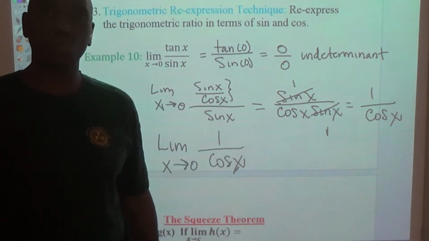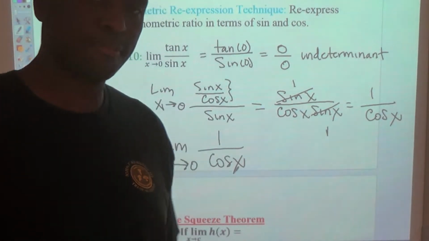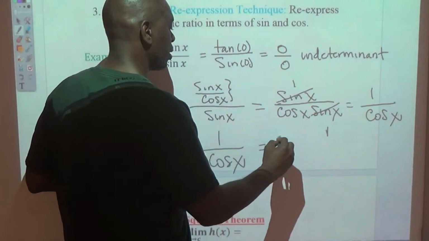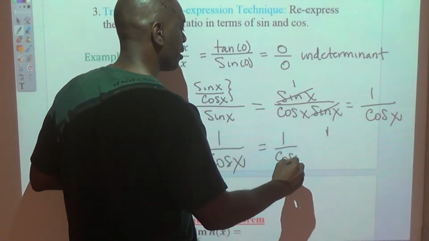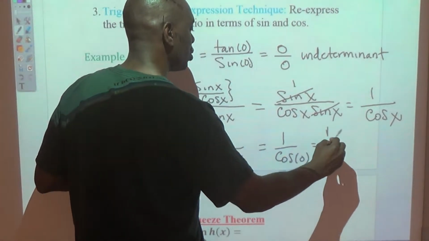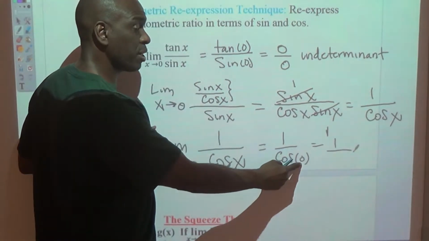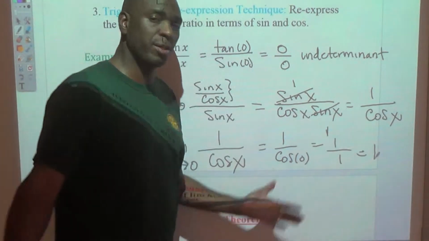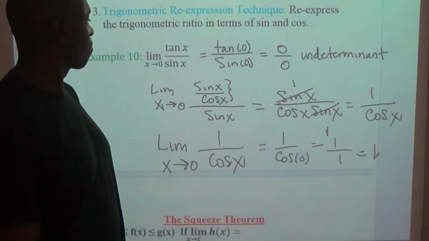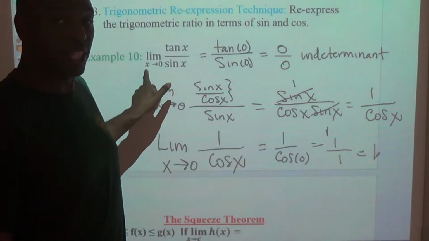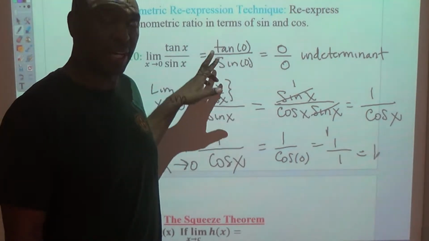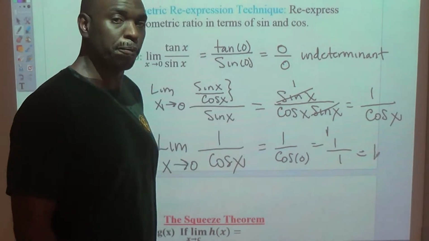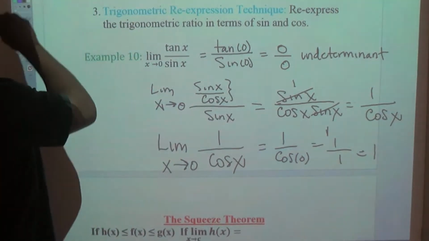Now we can go back to direct substitution. Substituting 0 for x, we get 1 over the cosine of 0, which is 1 over, well, what is the cosine of 0? 1, which equals 1. So the limit as x approaches 0 of tangent x divided by sine x is 1. Alright, let's go forward.